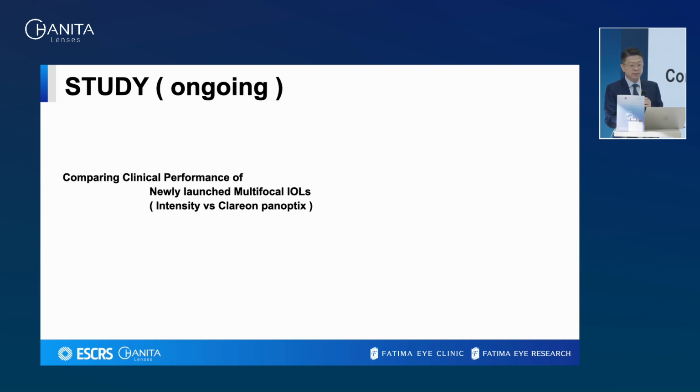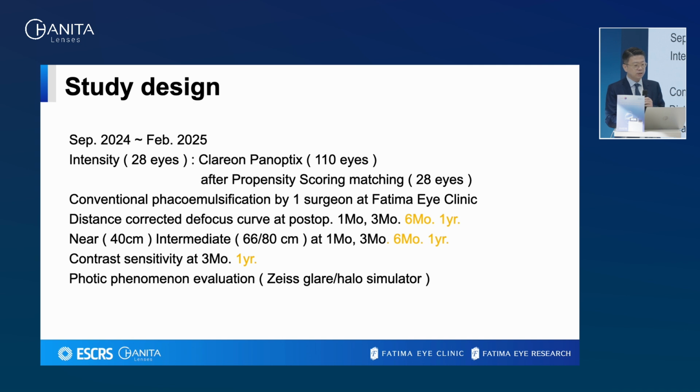So this is my ongoing study about Intensity IOLs. We compared the clinical performance of the Intensity IOLs and the Clareon PanOptix IOLs. We enrolled 28 eyes with Intensity and 110 eyes with PanOptix IOLs. After propensity score matching by one, 28 eyes in the PanOptix group were matched.